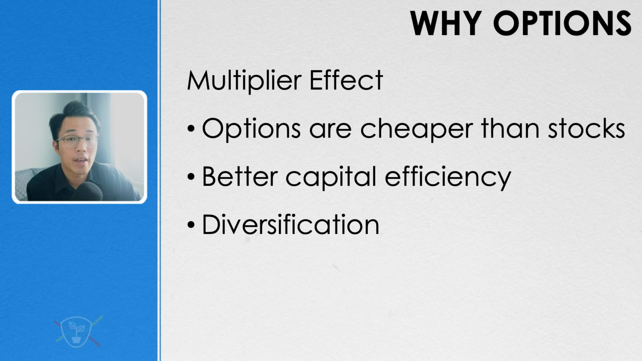However, the multiplier effect can also work to my disadvantage. Because if I buy options and I am wrong, when the options reach the expiration date, their intrinsic value will be 0. Their extrinsic value will be 0. And I will lose 100% all of the capital that I invested into buying those options.